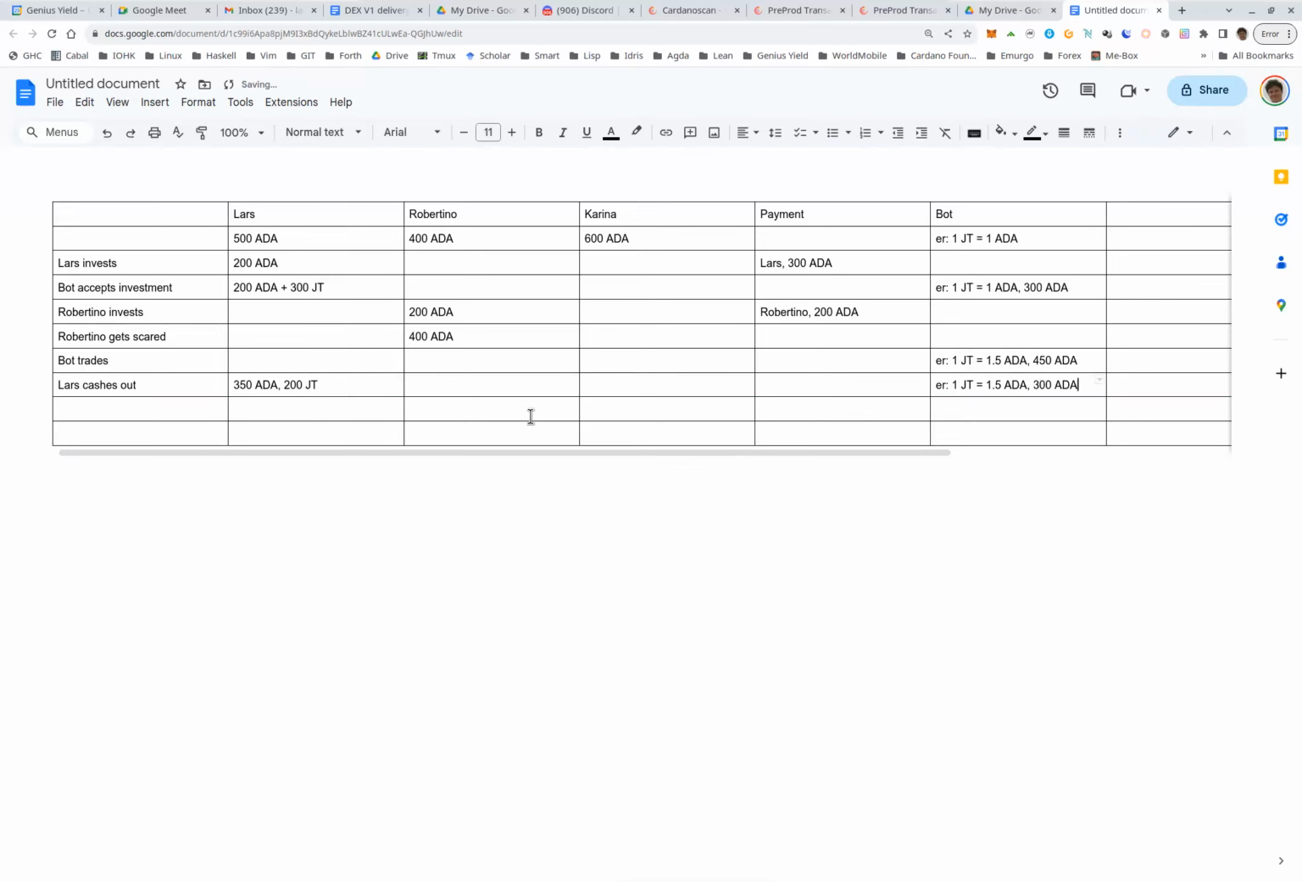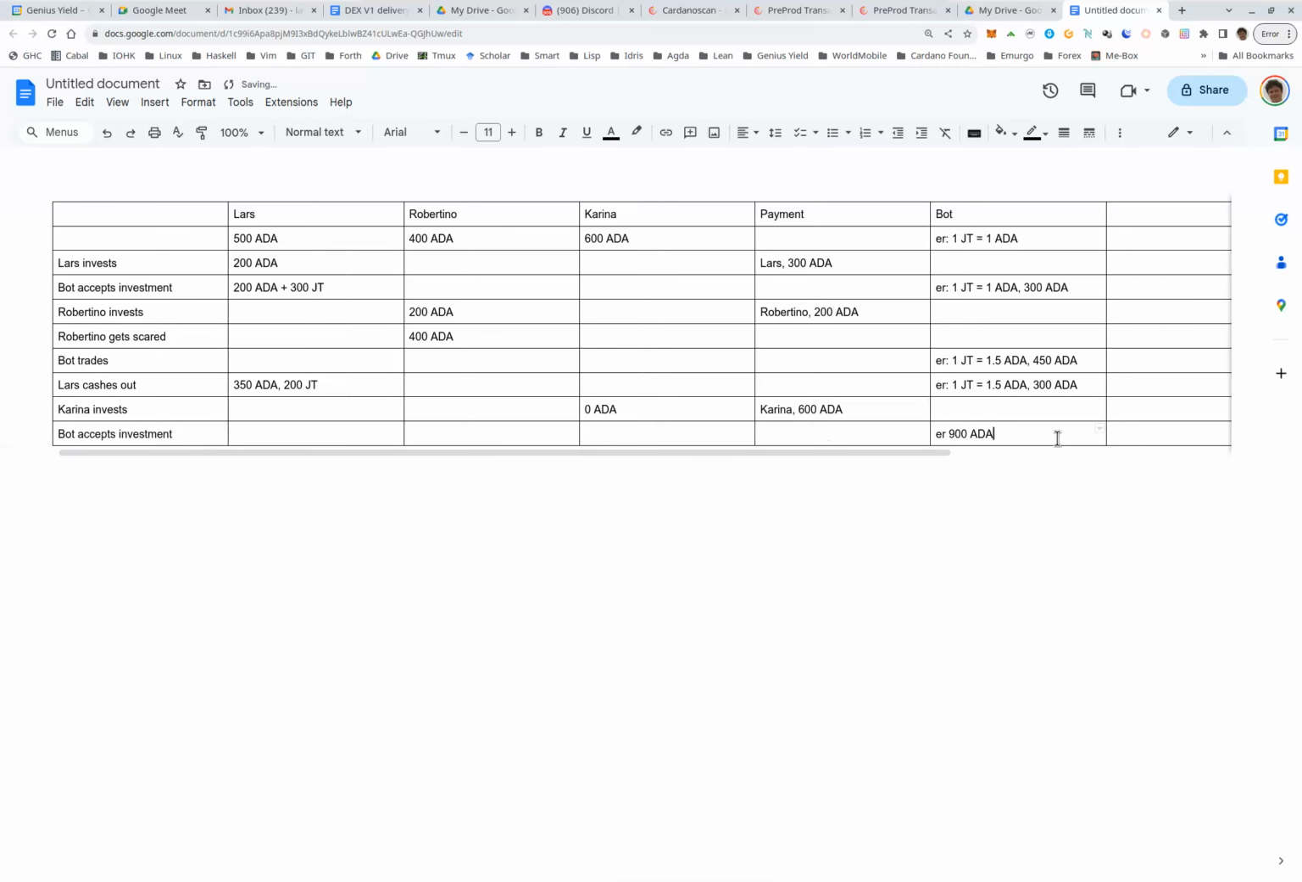So now Karina invests, let's say 600 ADA. So now we need mental acrobatics. So the bot accepts the investment. So this goes away. He has now 900, and now, this is the tricky part.